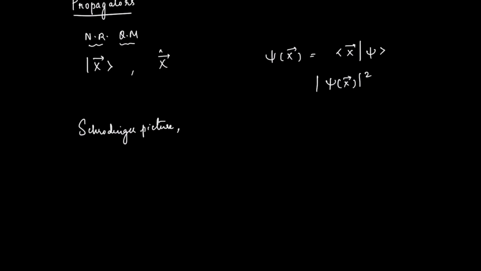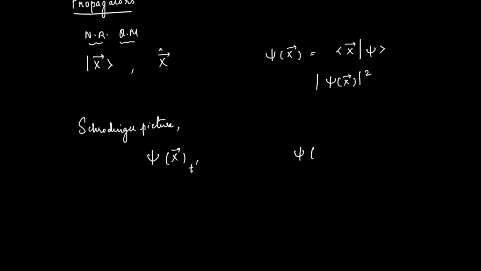Okay, in the Schrodinger picture, we start with a wave function psi of x at time t prime, and we want to find the same wave function psi of x at a time t. This will be the initial wave function and this will be the final wave function. So this is the question of quantum mechanics: if you know the wave function at a time t prime, then you have to find the wave function at another time t.